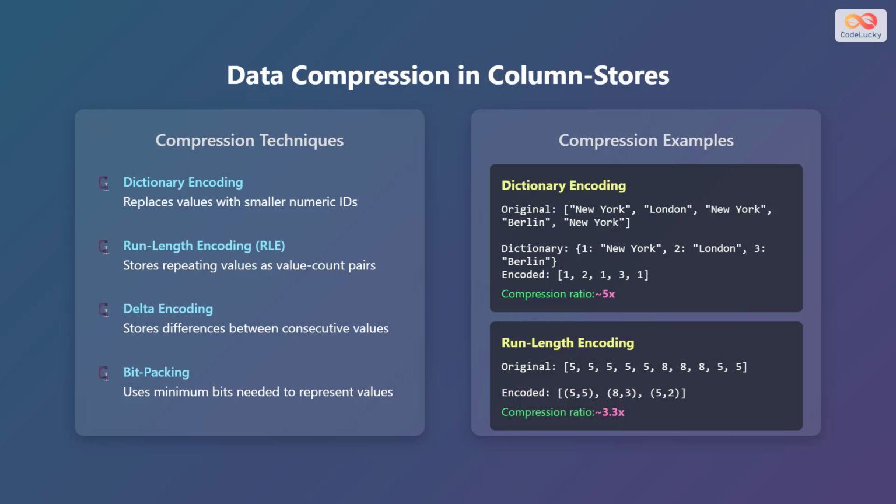Data compression is a crucial aspect of column store databases. Several techniques are employed to reduce storage space and improve performance. Some of the techniques are dictionary encoding, which replaces values with smaller numeric IDs; run length encoding, which stores repeating values as value count pairs; delta encoding, which stores differences between consecutive values; and bit packing, which uses the minimum bits needed to represent values. The compression examples show how dictionary encoding and run length encoding work, demonstrating significant compression ratios.